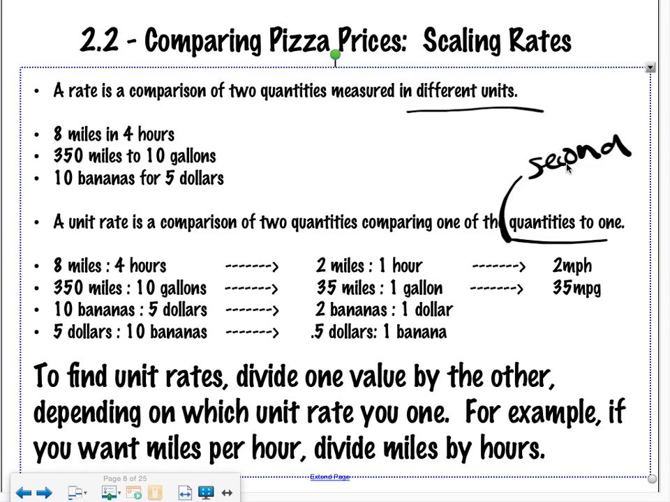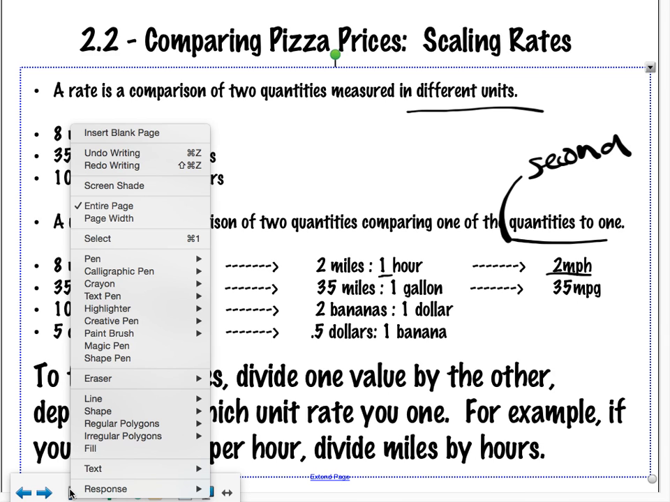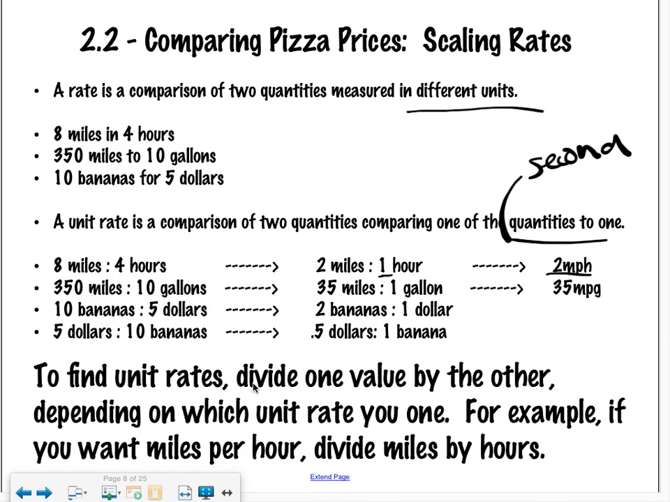So, for example, if you have 8 miles to 4 hours, if we want 1 hour, we divide both sides of the ratio by 4 to get 2 miles for every 1 hour, or 2 miles per hour. All right, so on the other hand, we have 350 miles to 10 gallons. Well, if we want 1 gallon, you divide both sides by 10 and you get 35 miles per gallon. Okay, if you have 10 bananas for $5, if you want to know how many bananas $1 can get you, you divide both sides by 5 to get 2 bananas per every $1.